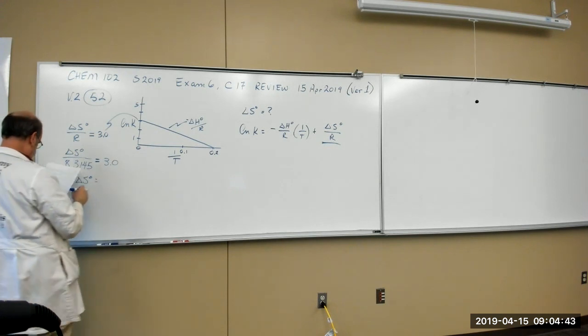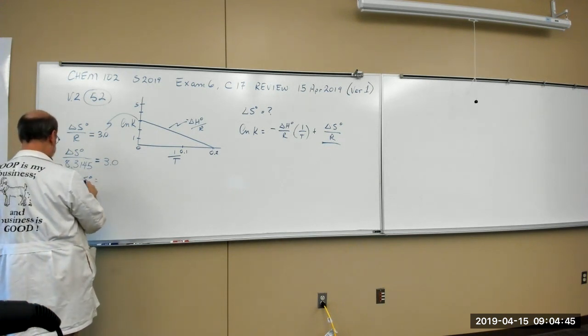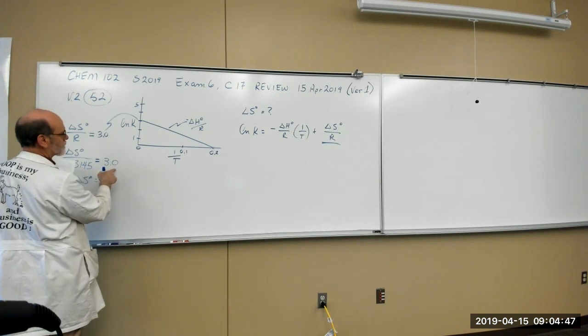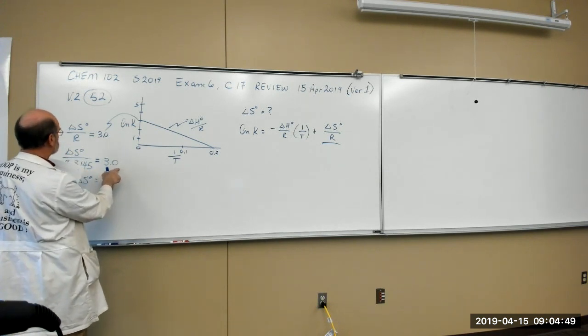And then delta S divided by, let's see, what is this? Delta S over R.